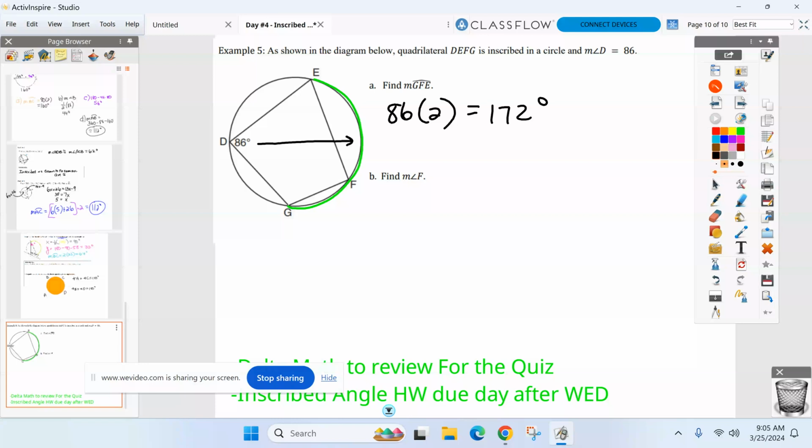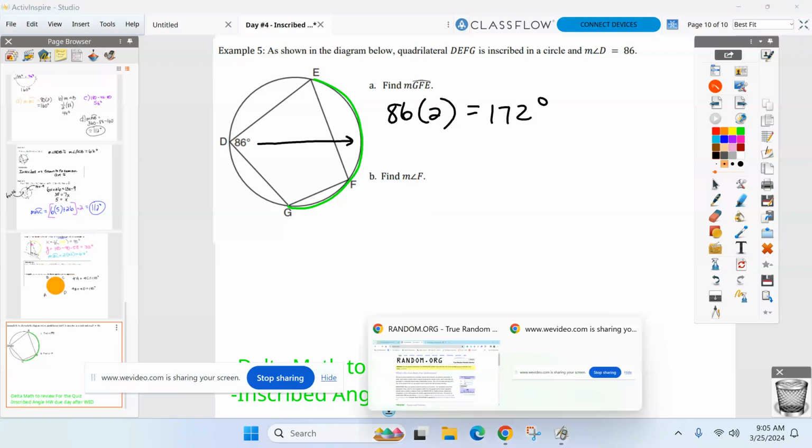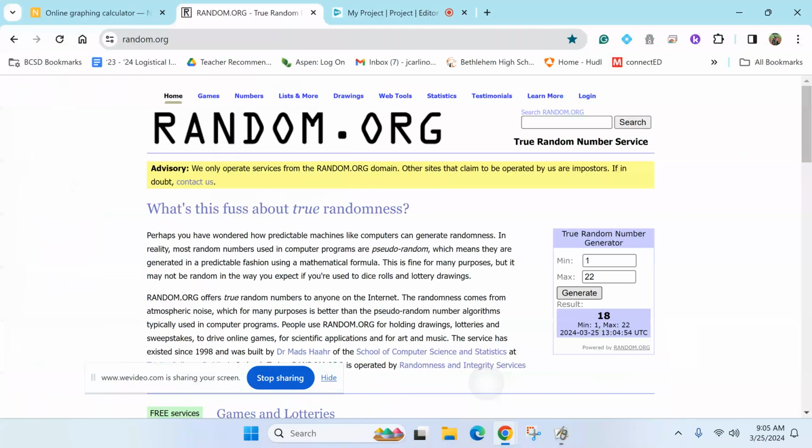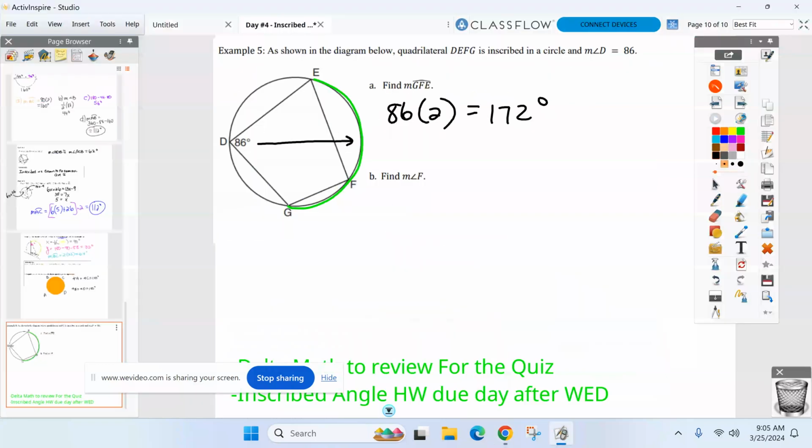And then how about angle F? How do we find angle F? Jonathan, how do we find angle F? It's opposite from D, so it'd be 86. It's got to be supplementary, not congruent. So what do I want to do with the 86? It's not 86. What do I have to do with the 86? Take 180 and subtract 86. There you go. 94.